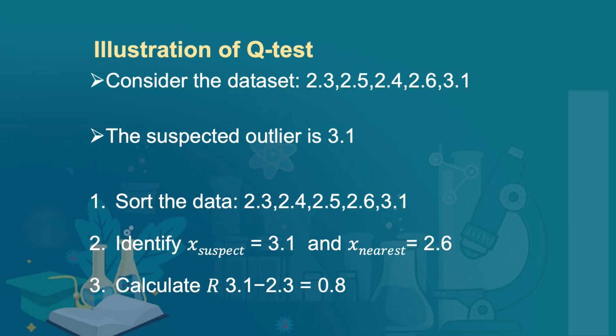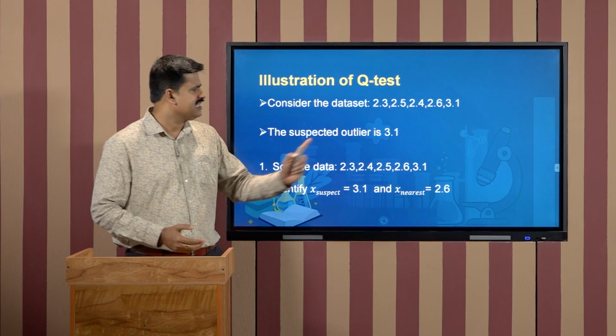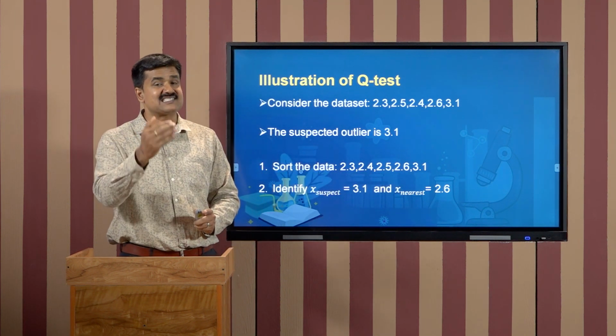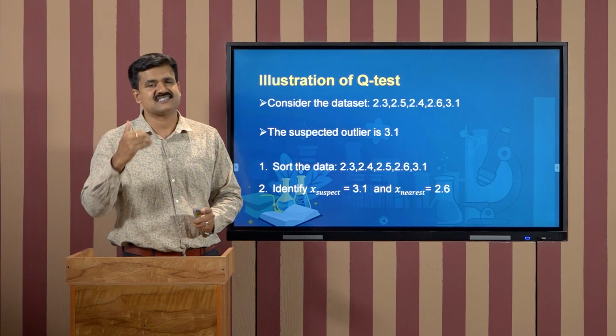So, sort the data: 2.3, 2.4, 2.5, 2.6 and 3.1. It is very clear that 3.1 is the largest value and that is fixed as X suspect, or suspected outlier. Identify the X suspect as 3.1 and we are taking X nearest. What is meant by X nearest? In this data set, 3.1 is selected as the suspected outlier or X suspect.